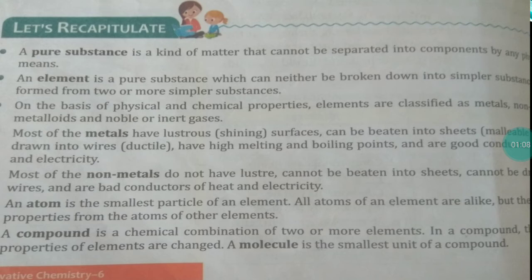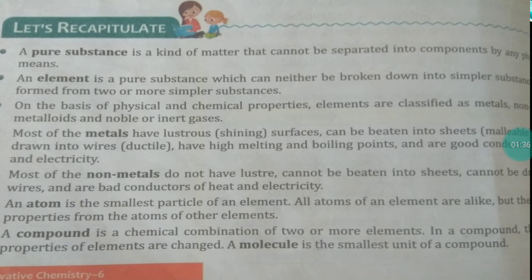Metals have a shiny surface that is known as luster. They can be beaten into sheets, can be drawn into wires, and have high melting and boiling points. They are good conductors of heat and electricity. Examples: gold, silver, copper, mercury, sodium, potassium. These are all metals.